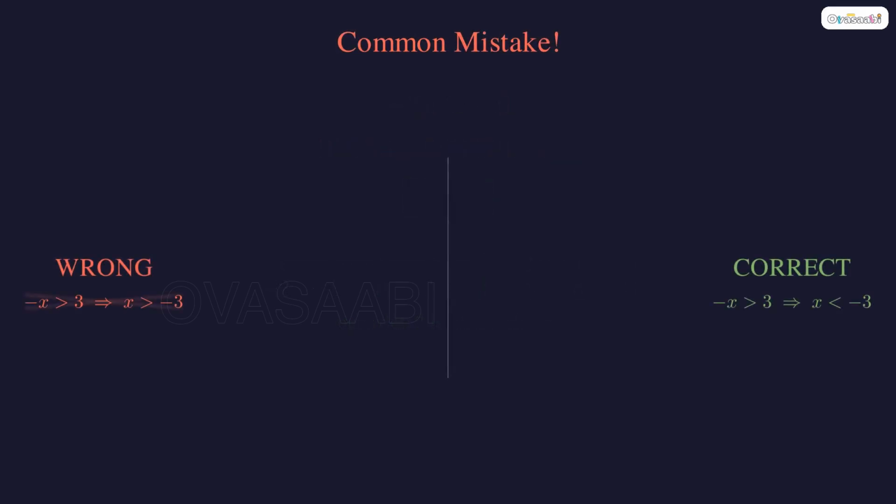Common mistake. Many students forget to flip the sign when dividing by a negative. Remember, negative x greater than 3 becomes x less than negative 3. Always flip.